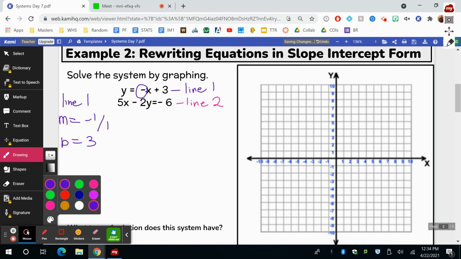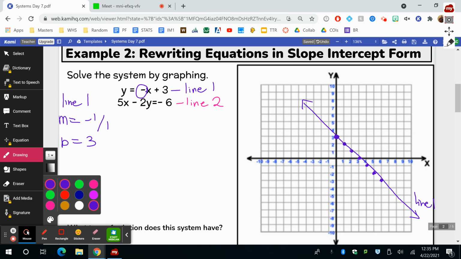Okay, so I'm going to go to my graph on this side and start with the y-intercept, which is 3. Now I know my slope is negative 1 over 1. So that means I'm going to go down 1 on the y, 1 on the x to the right. Down 1, 1 to the right. And I can keep going as many times as I need to or want to, just as long as I have all the points that I need to graph it. Okay. Now my line 1.